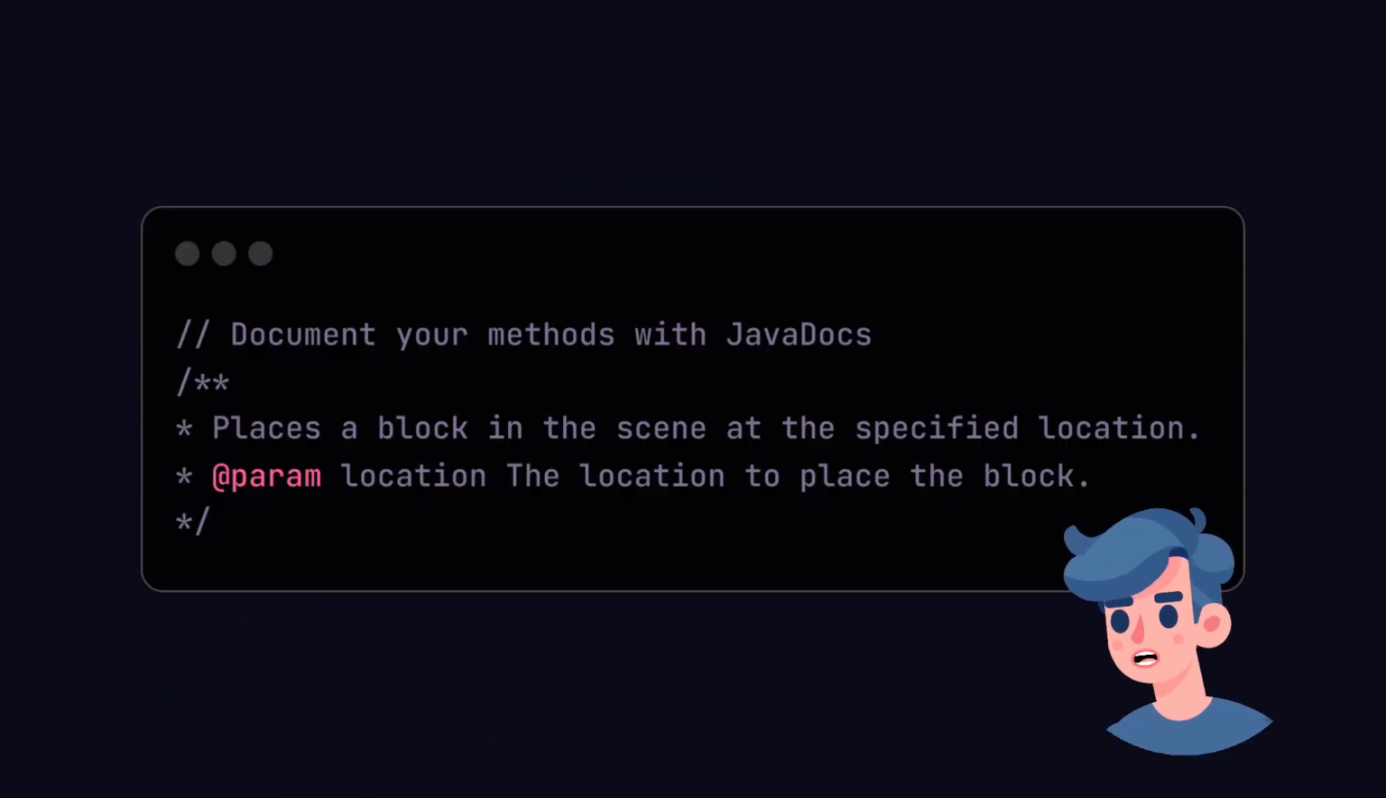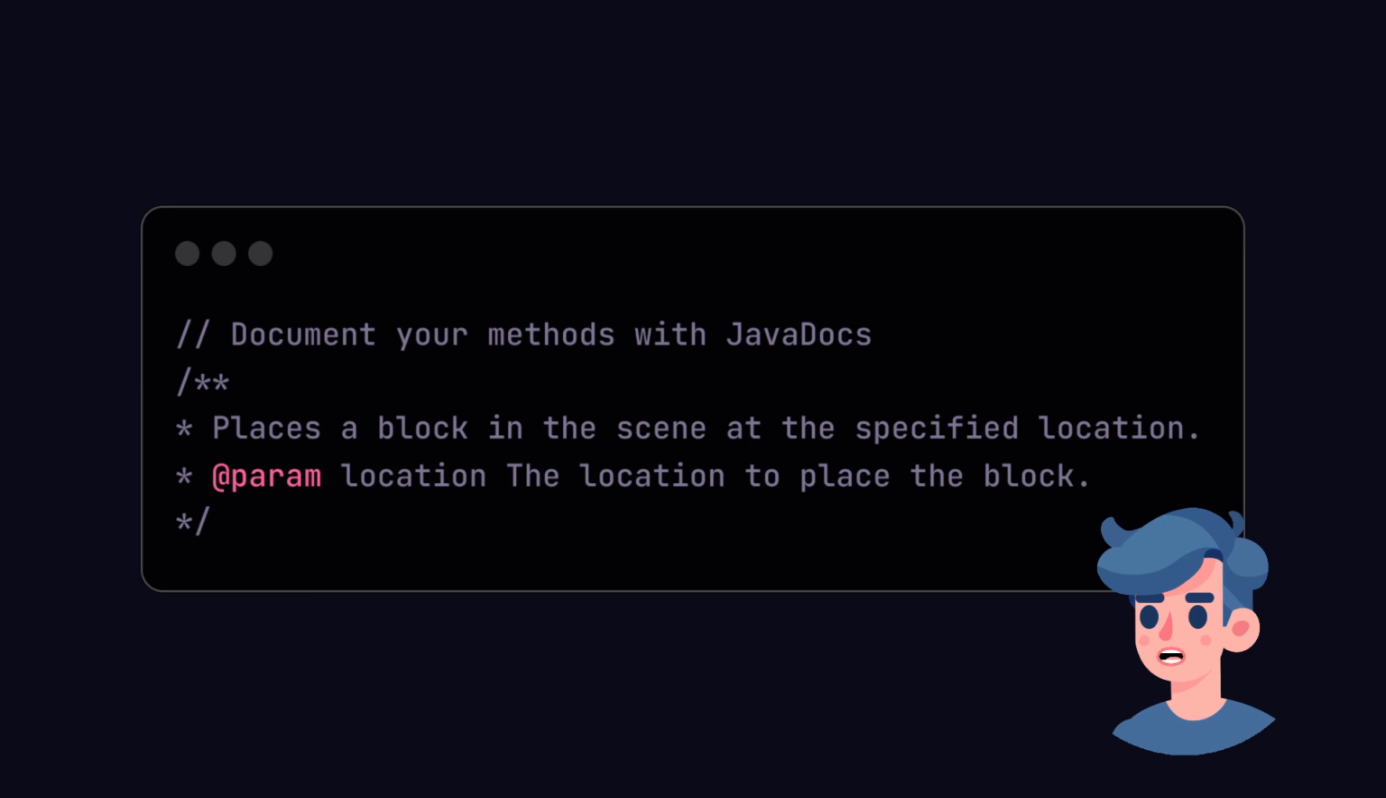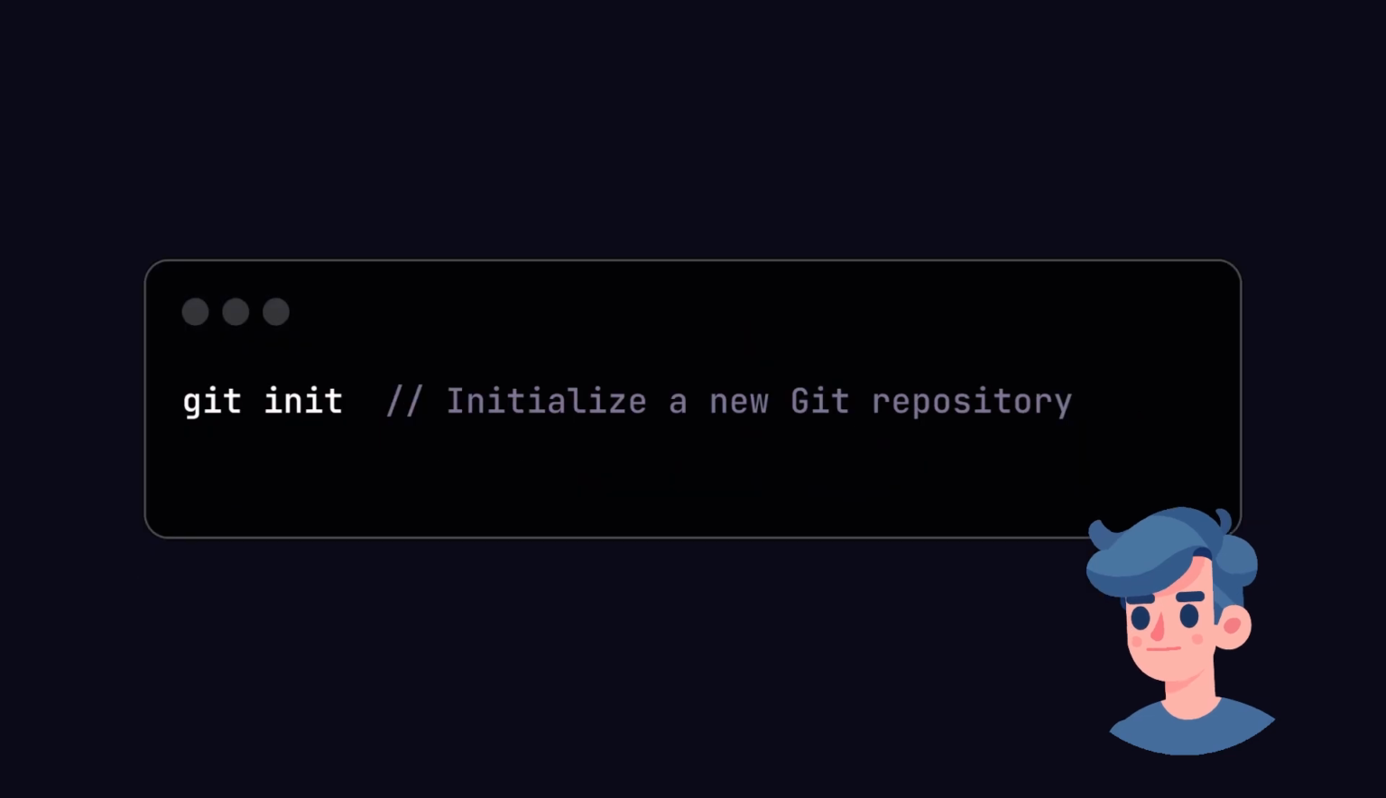Let's save and document our progress. Good comments and documentation will lead to better collaboration if you ever work with a team or share your project. Finally, let's make sure to maintain a version control system. Use Git to keep track of changes, which will be essential as your project grows in complexity.